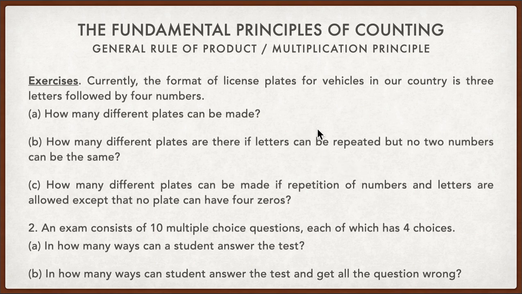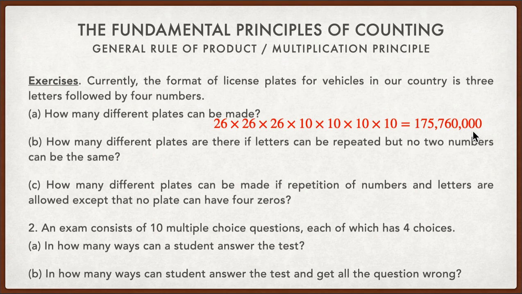So the answer for letter A will be something like this. For the first letter, we have 26 choices times 26 choices again times 26 choices times 10 choices on the numbers times 10 choices on the numbers times 10 choices on the numbers times 10 choices on the numbers. So we have this answer, which is 175,760,000. You may want to check that on your calculator. I'm checking it right now. Times 10 times 10 times 10 times 10. So pretty much that's the answer.